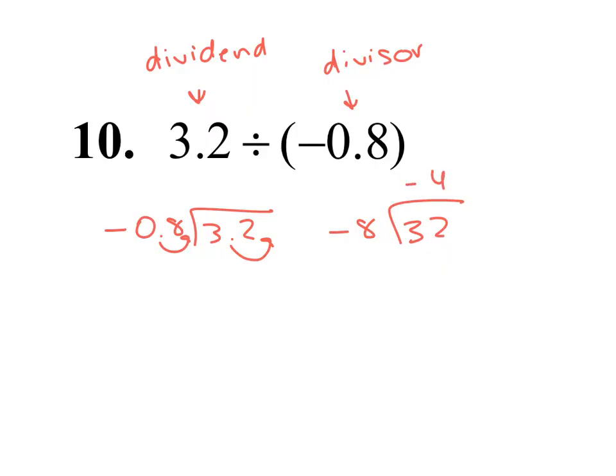What's negative 4 times negative 8? That's 32. And when I subtract those, I get a remainder of 0. So my final answer for 3.2 divided by negative 0.8 is negative 4. Okay, let's move on to number 11.